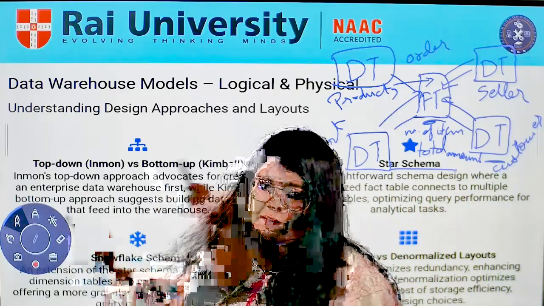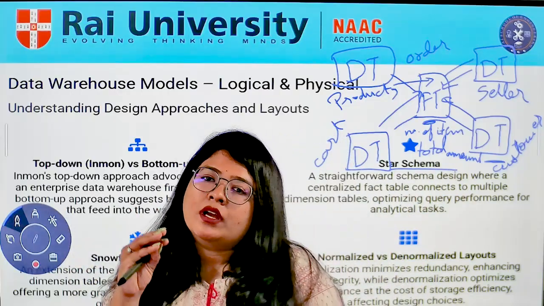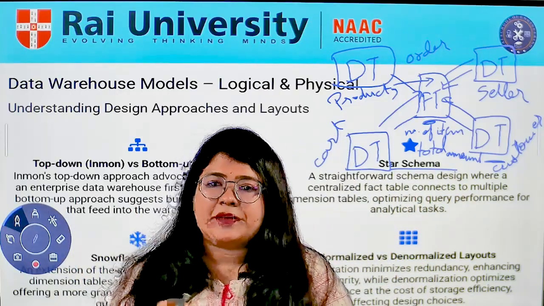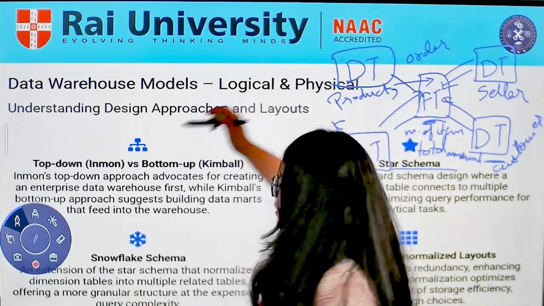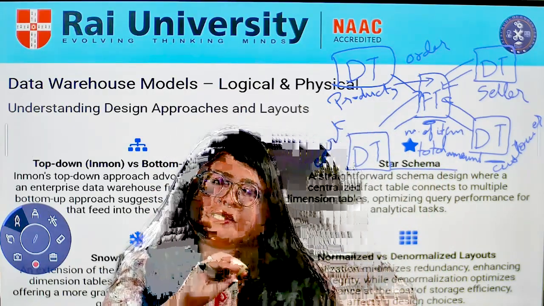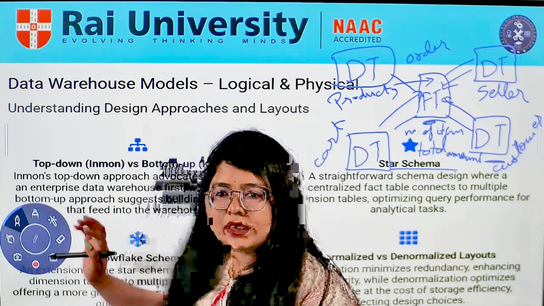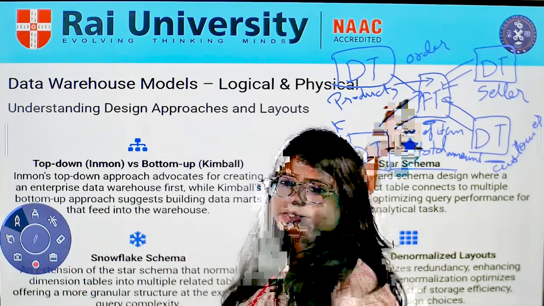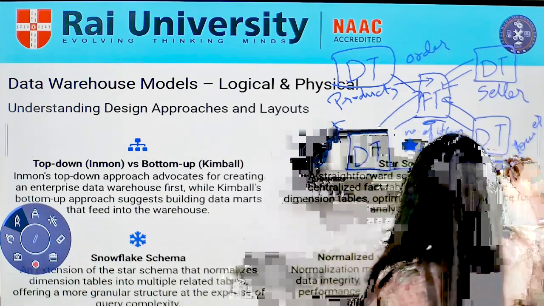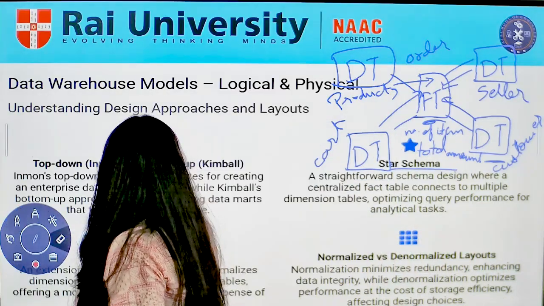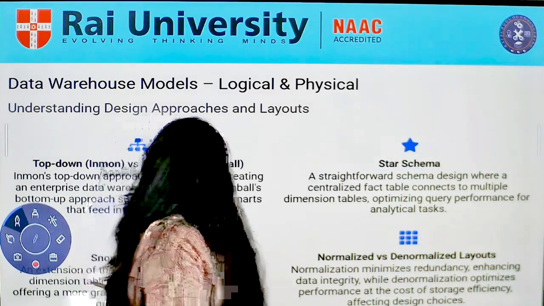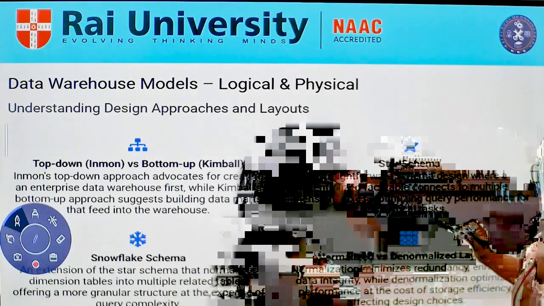Then the customer table, which has details of the customer like customer name, phone number, email, address. Then seller: the products are sold by different sellers, so it also contains the details of the seller. So this is what a star schema is, and I guess you understand what a fact table and a descriptive table are.